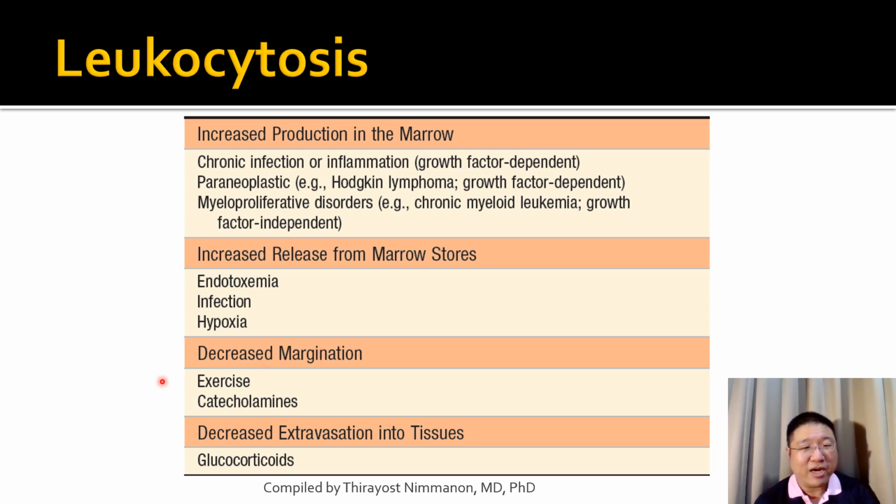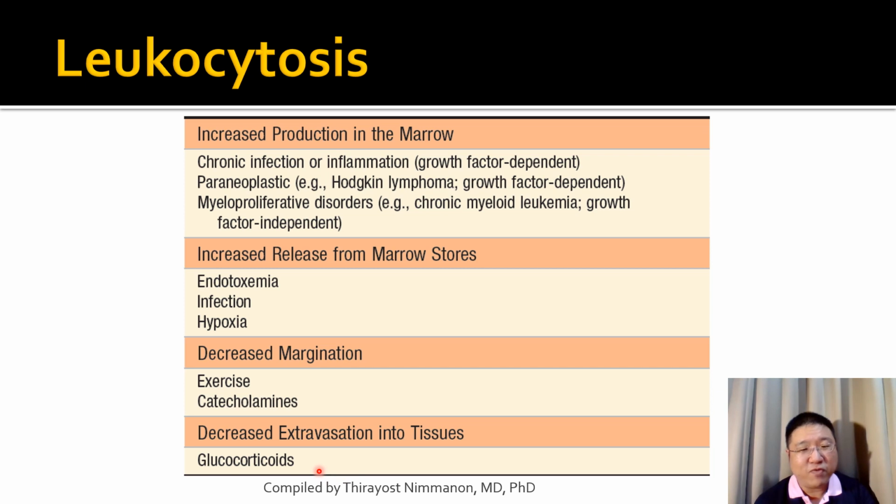And so in times of exercise or catecholamine exposure, these lazy cells will enter into circulation again, enter into the center of the bloodstream again, and so the individuals will have leukocytosis. And glucocorticoid or steroid, glucagon, will cause decreased extravasation into tissues.